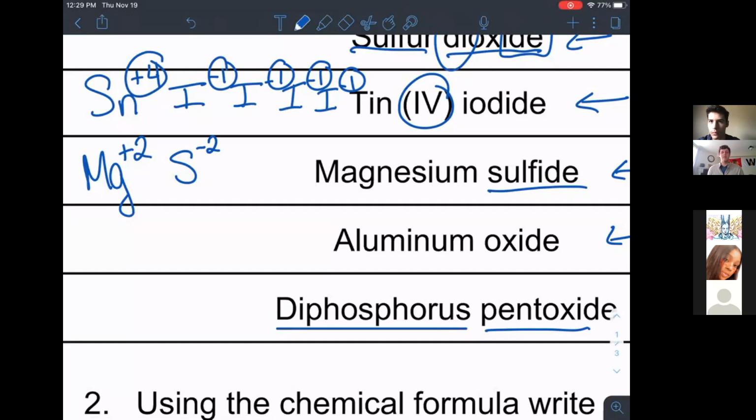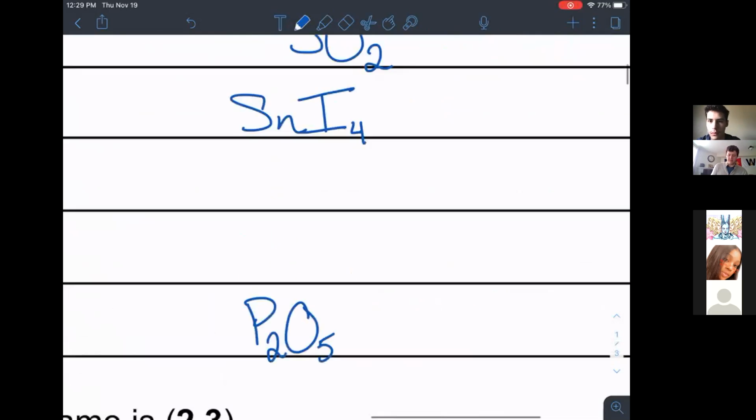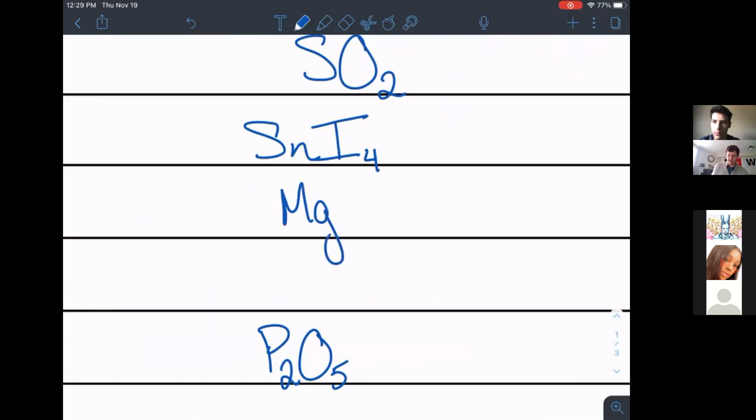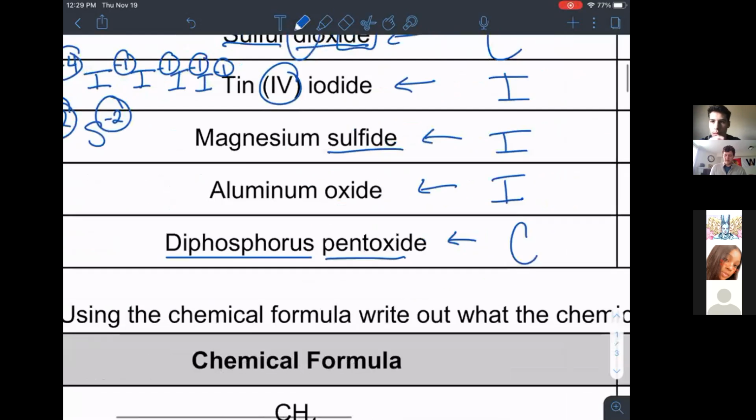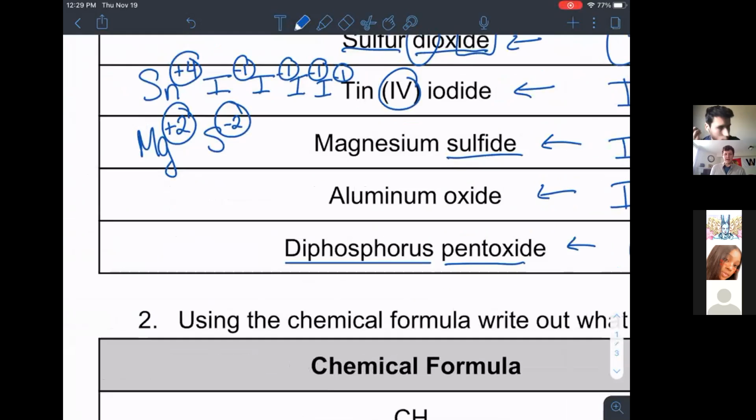All right. So now what is my compound going to be? How many magnesiums do I need and how many sulfurs do I need? One of each, because our 2 charges add up to 0 already. We don't need any more of either of them. So we have MgS. Then the last one, we have aluminum oxide. Aluminum is Al. And how many valence electrons does aluminum have?